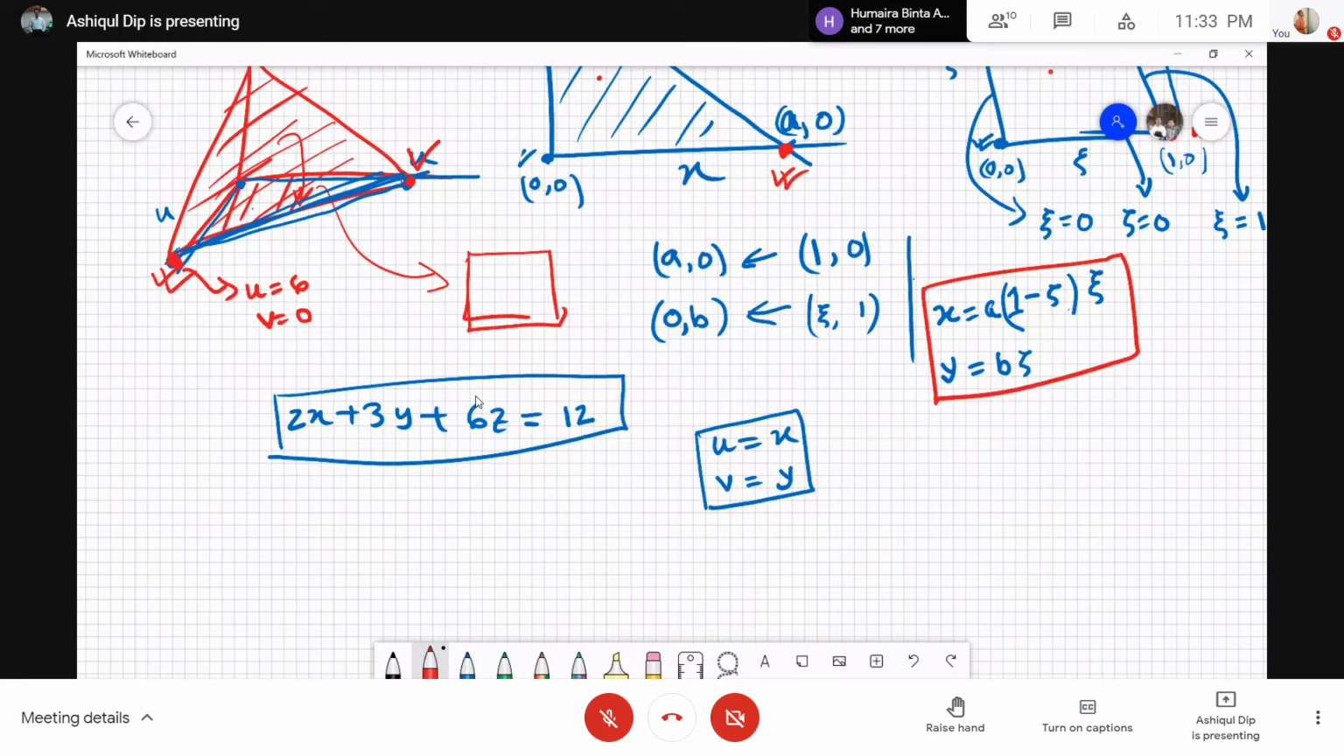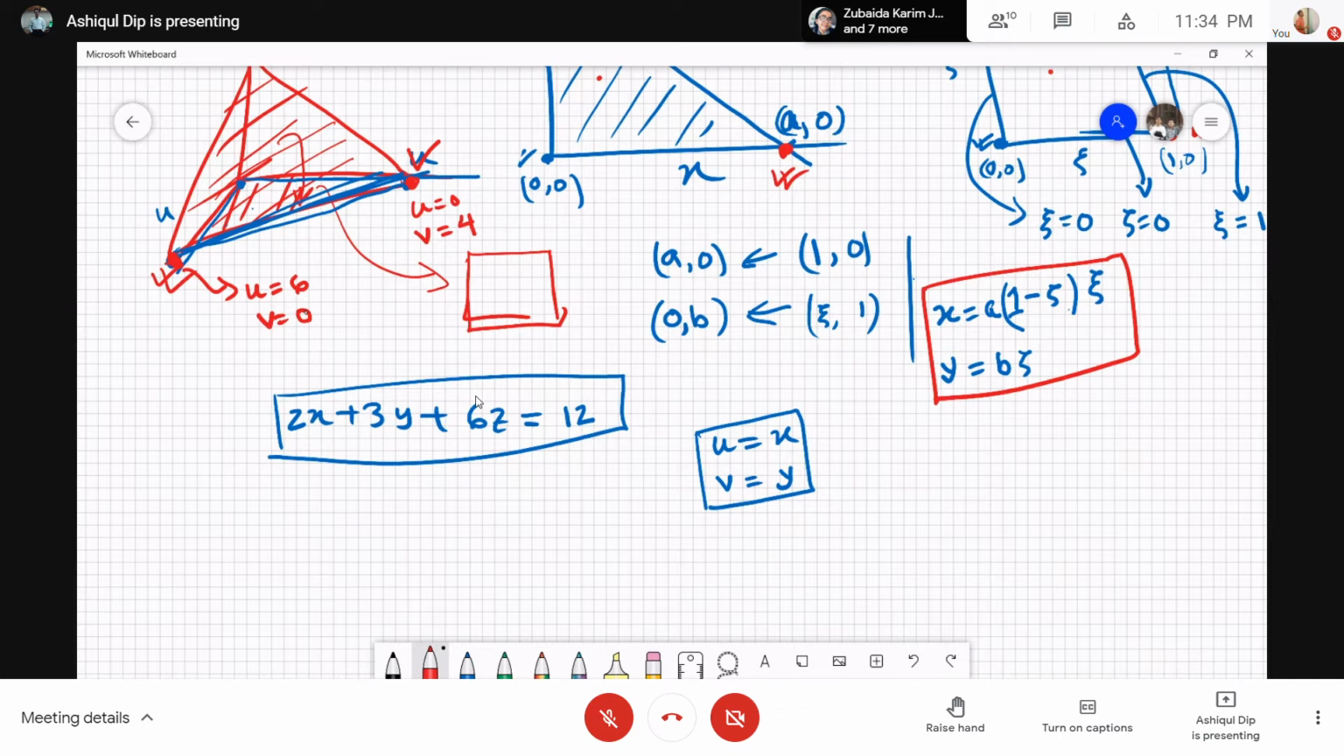And then for this one, it's 3, right? It's 4. So u equals 0, but v equals 4. Okay, great. We have figured it out.